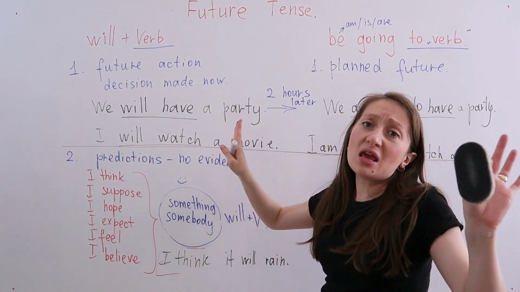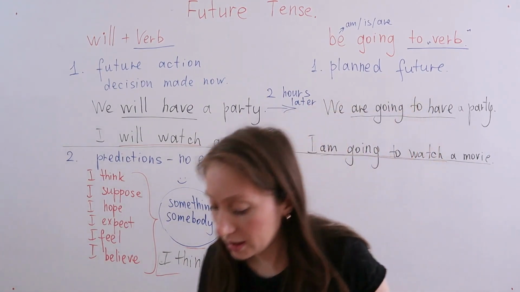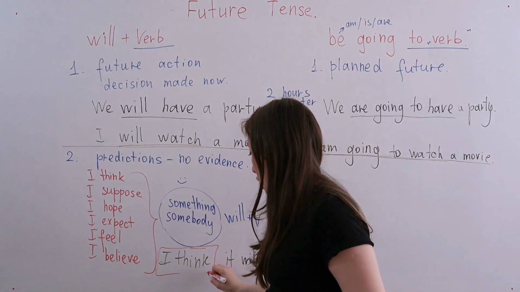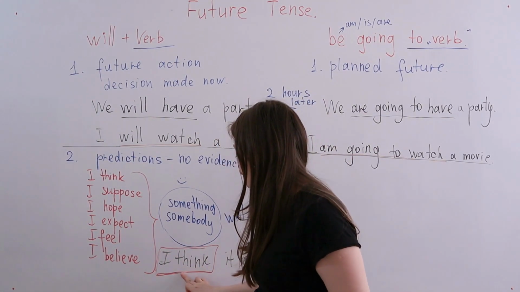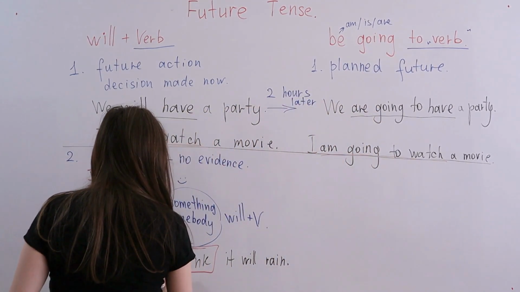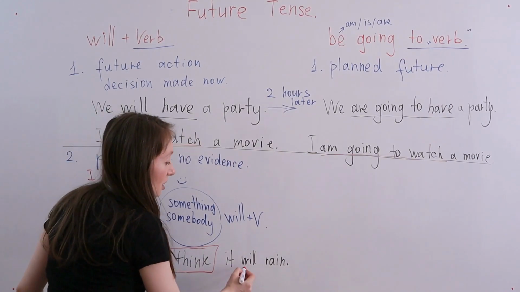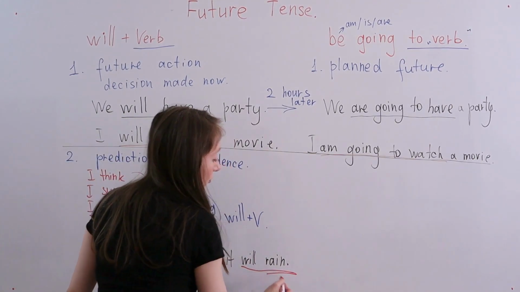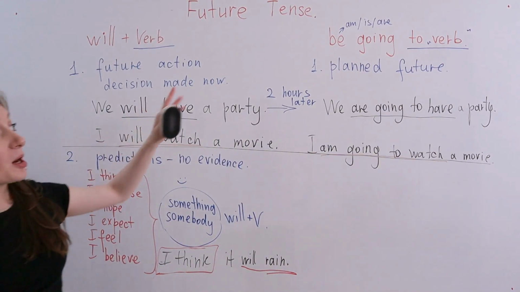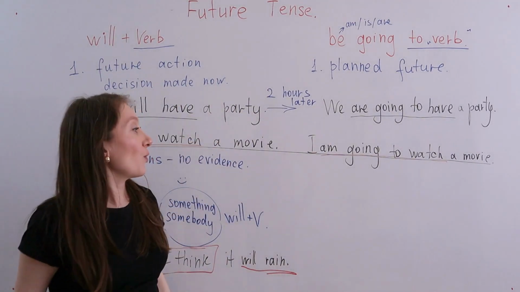You don't have any evidence. You just feel it. You think it like that, right? The same construction. I think it's about you. I think it will rain. So we use it, right? Subject, will, and the main verb rain. So now let's talk about be going to construction, or are going to.